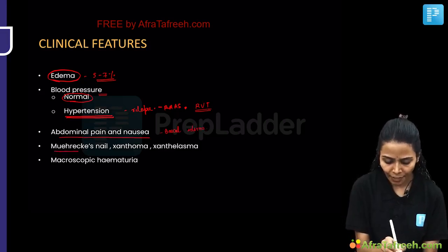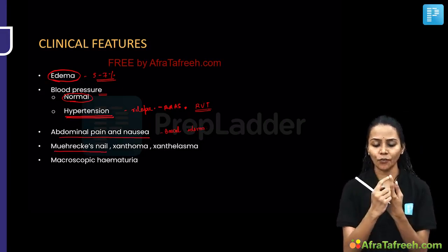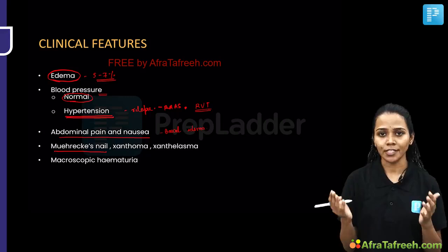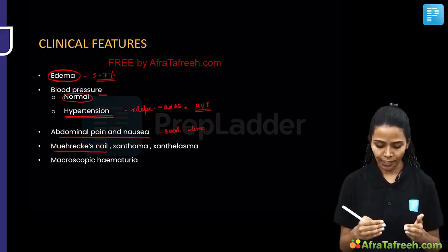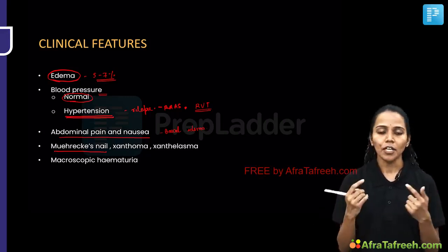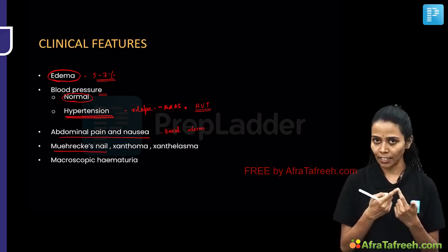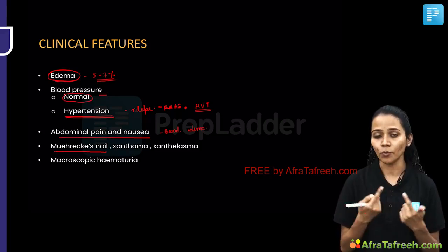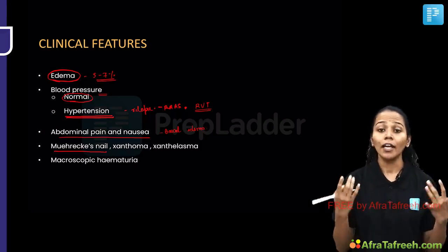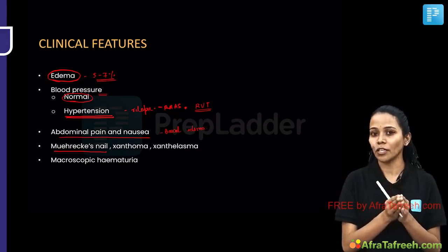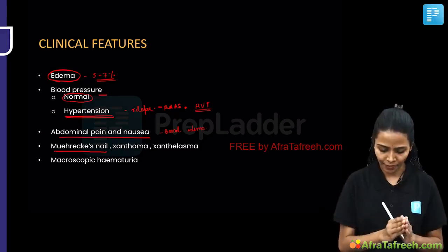Another important finding is Muehrcke's line. Muehrcke's line is a white band. If you go back to the chapter on approach to nephrotic syndrome, you will find all these things in detail. So this Muehrcke's line is a transient white band that is seen in the nail of a child with nephrotic syndrome or an adult with nephrotic syndrome. And this indicates that at that phase there is relapse or there was hypoalbuminemia at that phase.